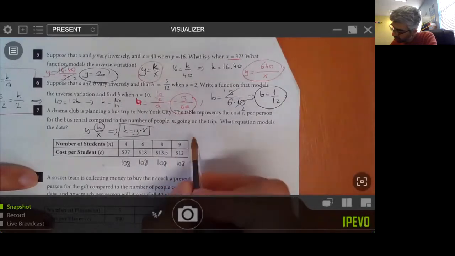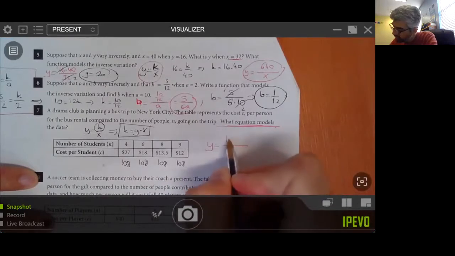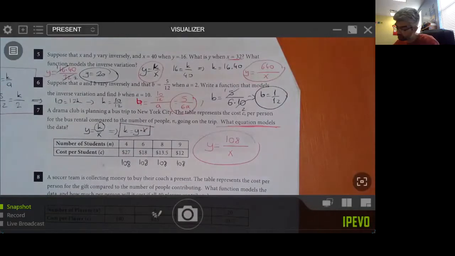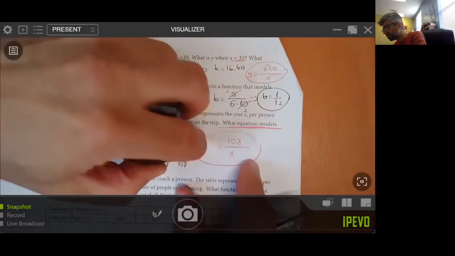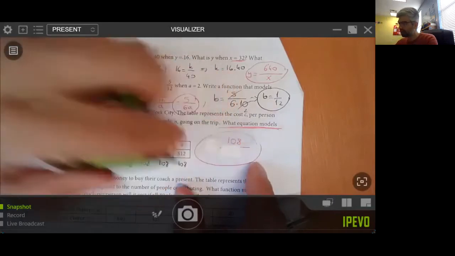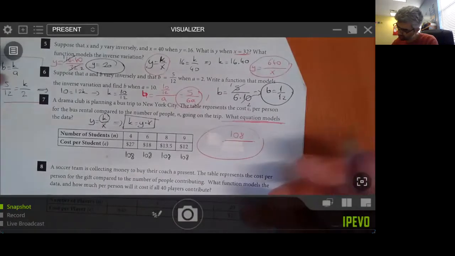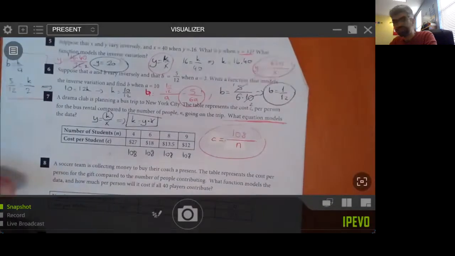So it asks for the equation Y equals K over X. This equation models the data. The only thing I can change here, since it is given with C and N, is that I change it to C equals 108 over X.